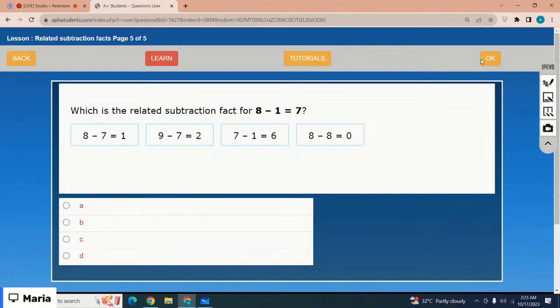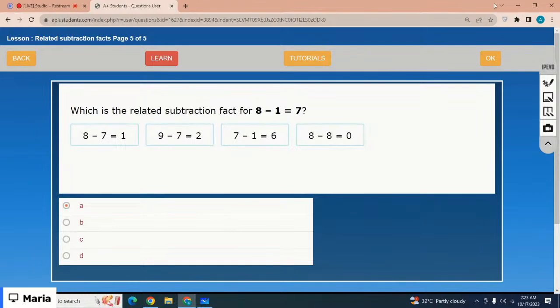Very good. That is option number A. 8 take away 7 equals 1. Right? Just these two numbers, 1 and 7, are swapped. So it would be 8 take away 7 equals 1. Right? Option number A is the correct option. Got it?